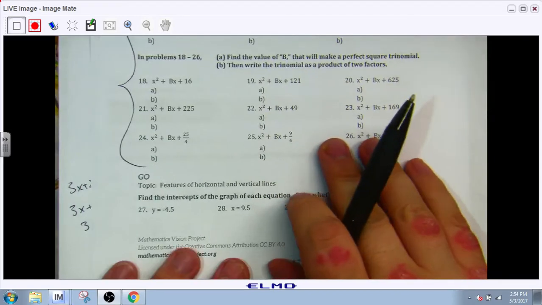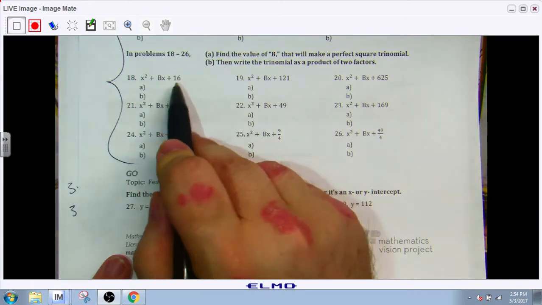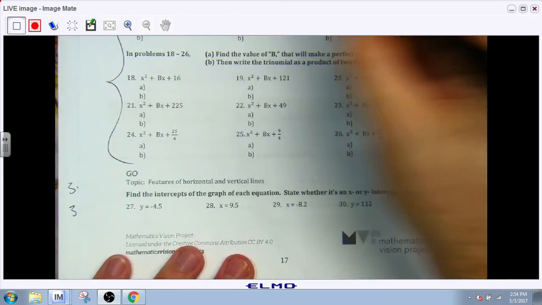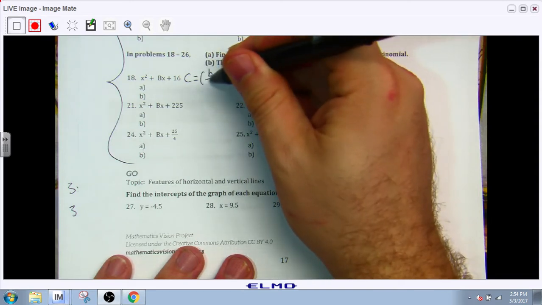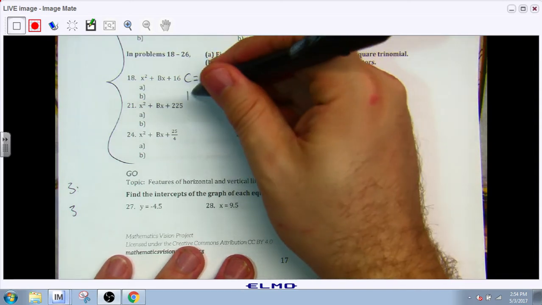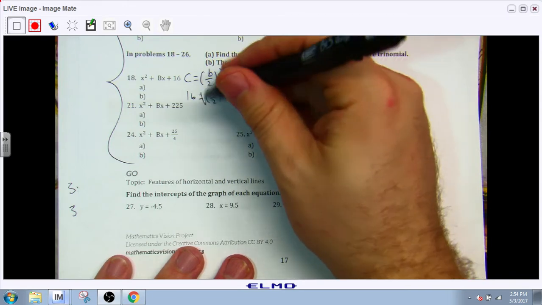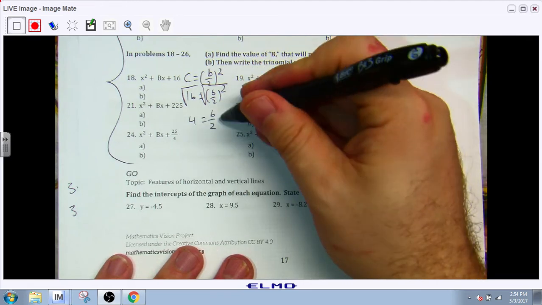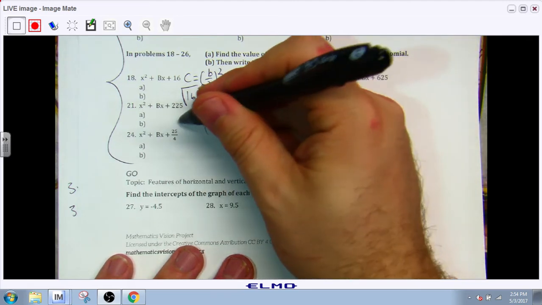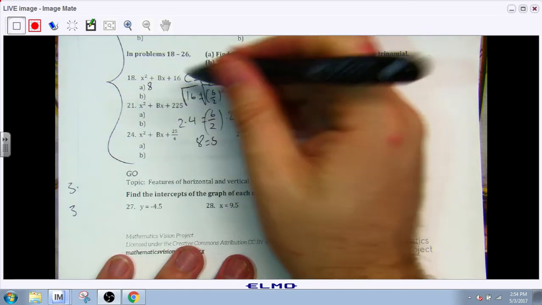This is doing it the other way. Okay? So now we have the c. So I know that c equals b over 2 squared. So I know 16 equals b over 2 squared. I need to figure out what that b is. So I square root both sides, giving me 4 equals b over 2. So now I multiply by 2. I know that 8 equals b.